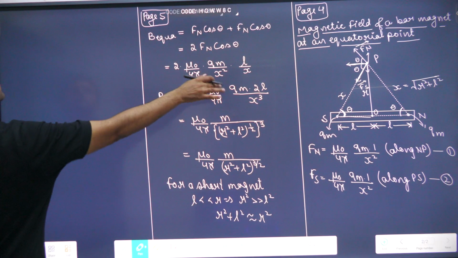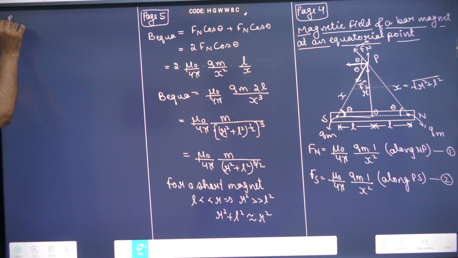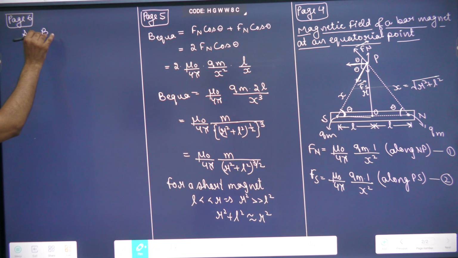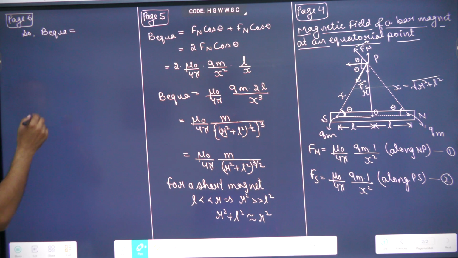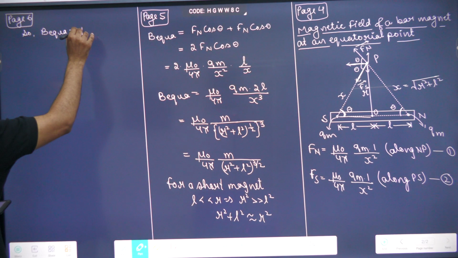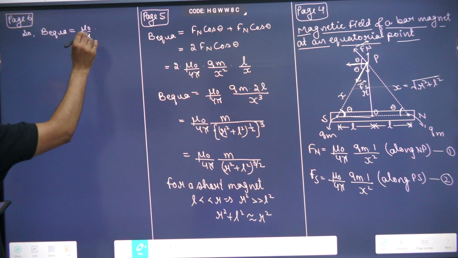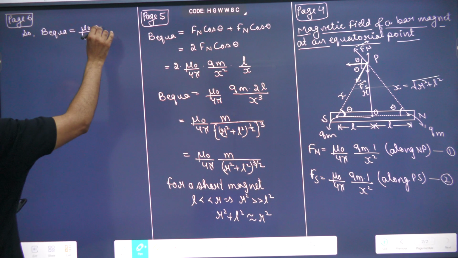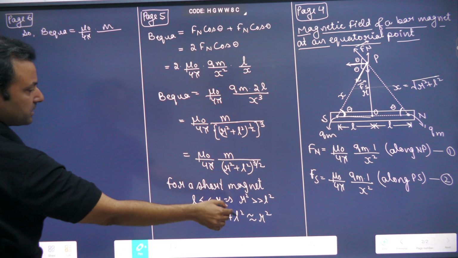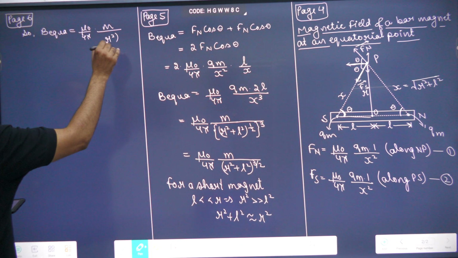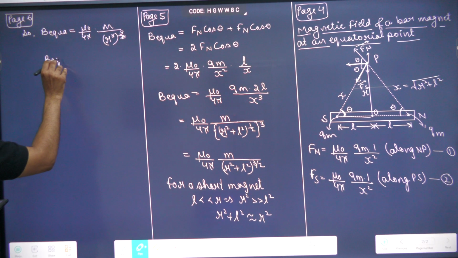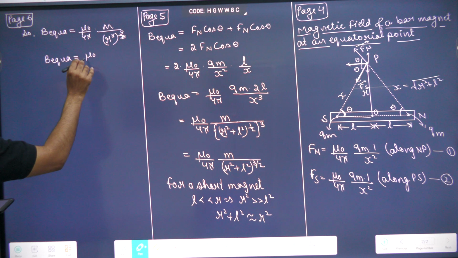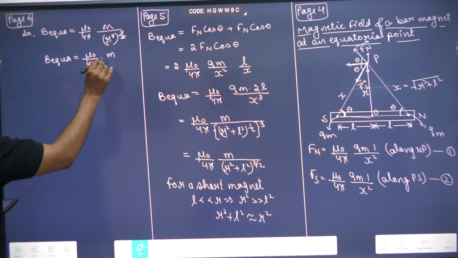So B is equal to mu naught upon 4 pi times M upon, what is r square plus L square? r square. The power 3 upon 2 gives r cube. So B equals mu naught upon 4 pi times M upon r cube.